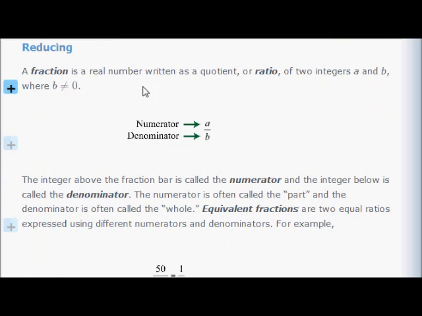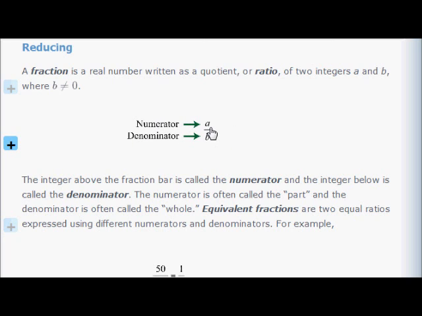A fraction is a real number written as a quotient. And a quotient is a ratio of two integers, a over b, a and b being the integers, and b can't be zero, right? Because you can't have zero in the denominator of a fraction. You can't divide something by zero, because that's undefined, as we learned in the last section.